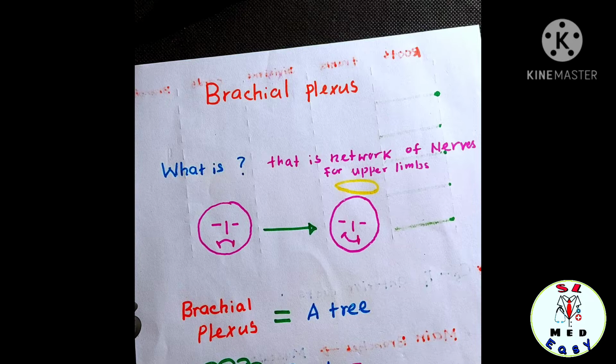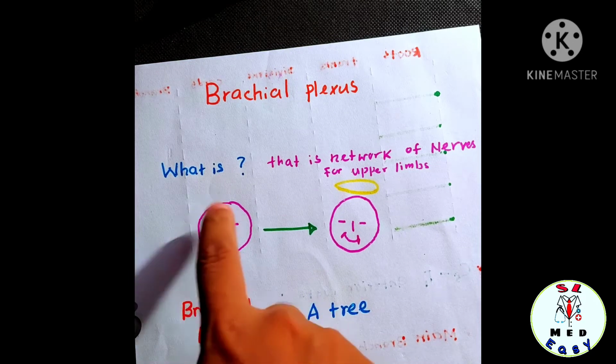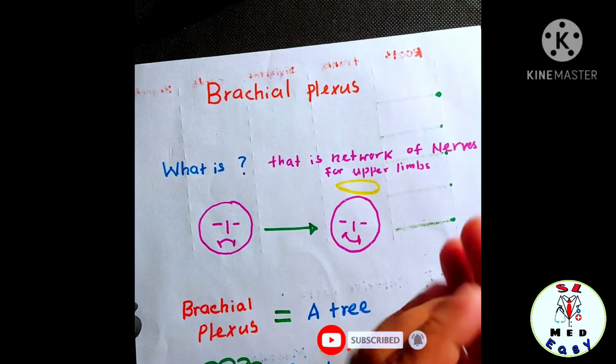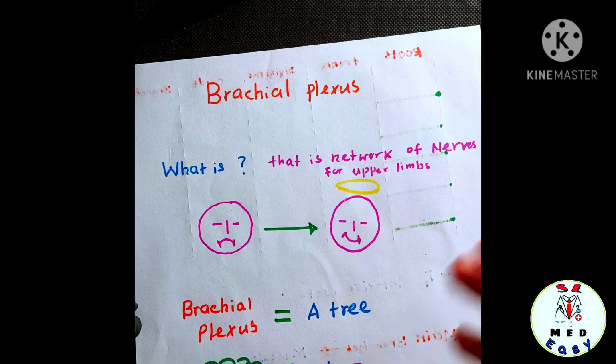In this video, we are going to discuss the brachial plexus. So, we should first know what the brachial plexus is. That is a network of nerves for the upper limbs.